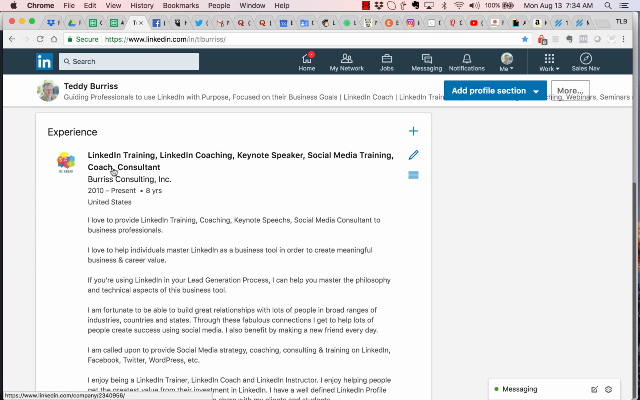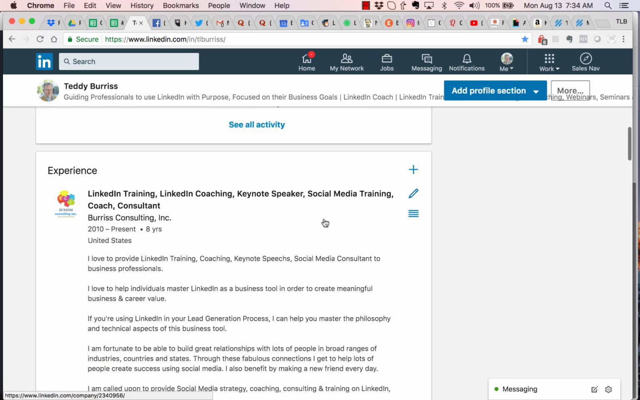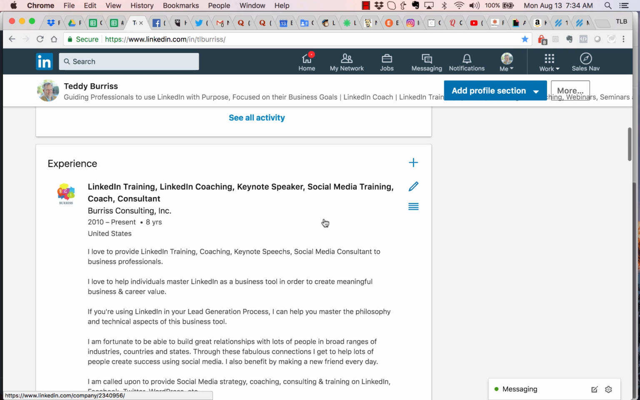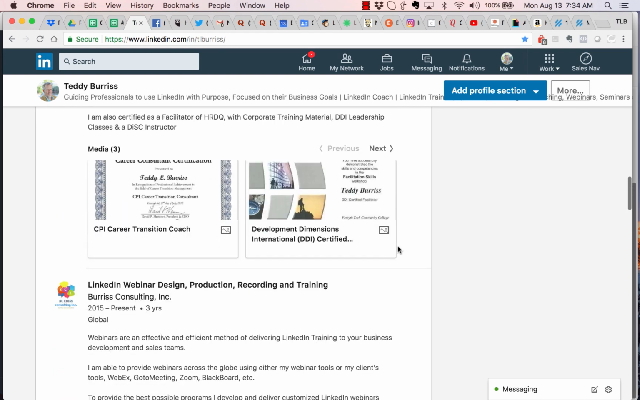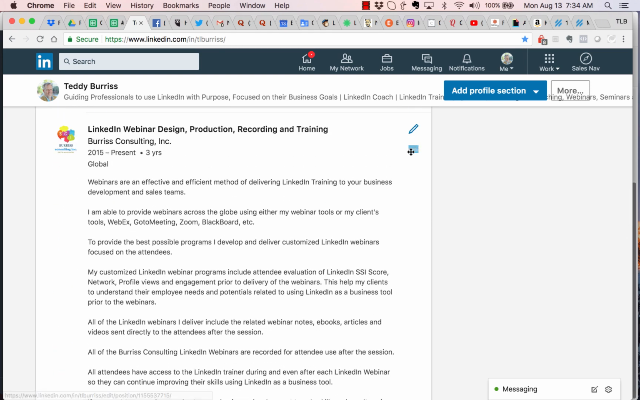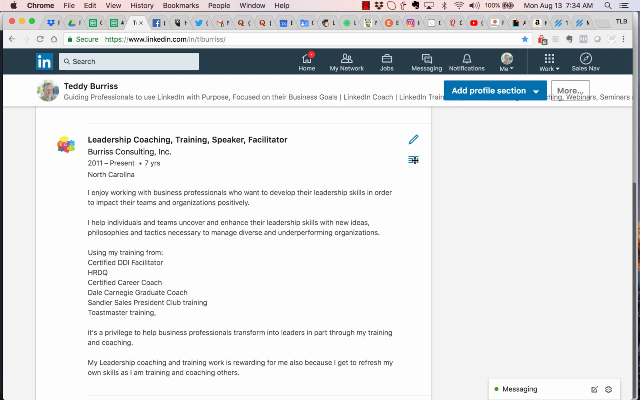The only experience entries or position entries that you can rearrange with the stack right here are your current position. So you'll see that I have 2 or 3 entries for Burriss Consulting that all have this stack right here, sometimes called the hamburger stack. There's one there, there's one there, I think there's one more, there's the other one. I can rearrange those because they're present. They don't end.